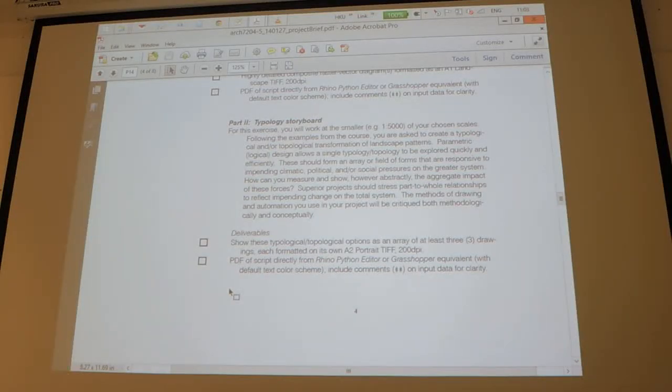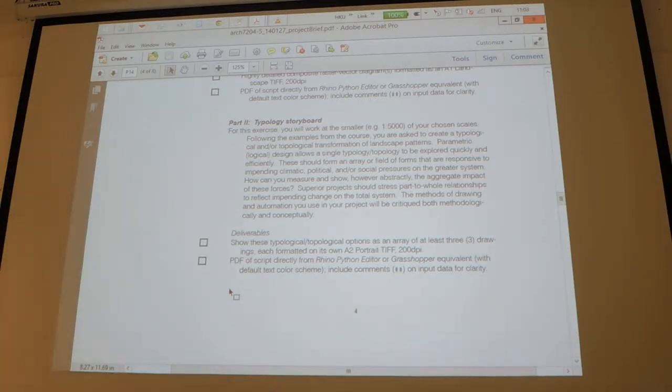The second part to that is a typology or topology storyboard. For this exercise, you will work at the smaller scale that you chose in your GIS work, or if you want to, you could work at an even smaller scale than that. But the point is to get down to real physical geometry of some kind.